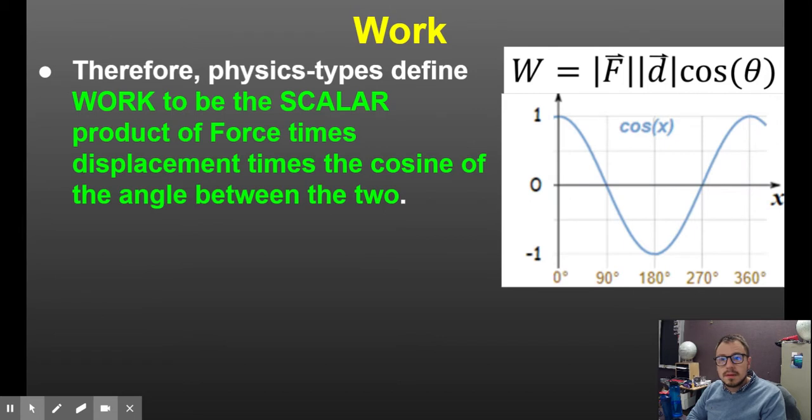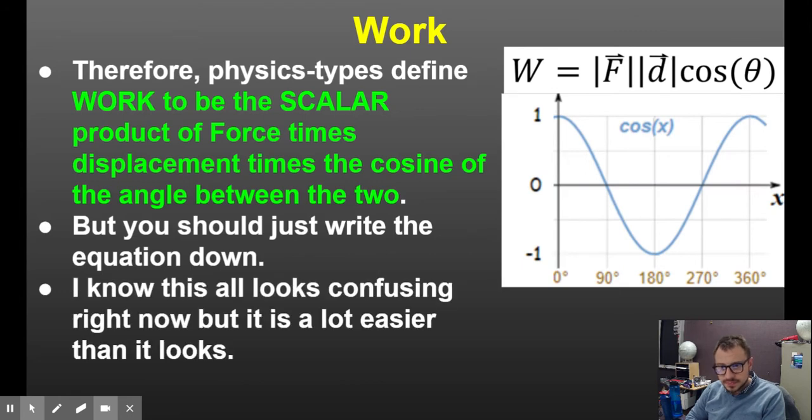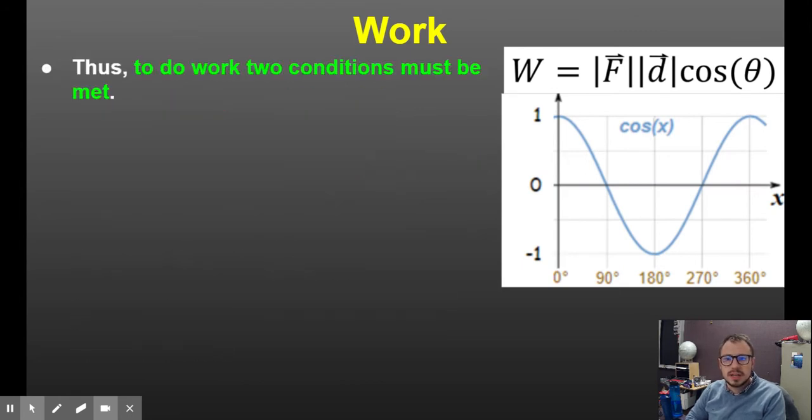So, work is a scalar quantity, right? It's the product of the force times the displacement times the cosine of the angle between them. So it is a scalar quantity, using the absolute value of the force and the absolute value of the displacement, and then the cosine in between those two. Now it looks confusing, but it's going to get a lot easier.